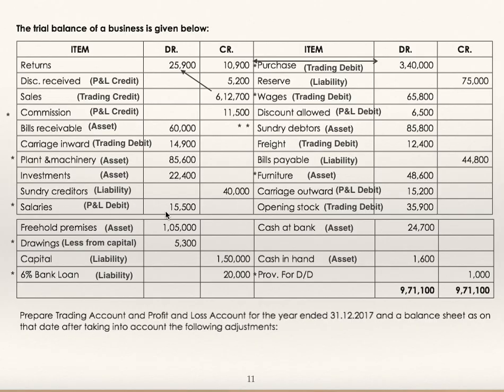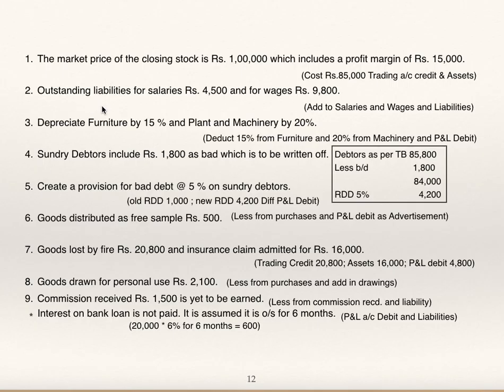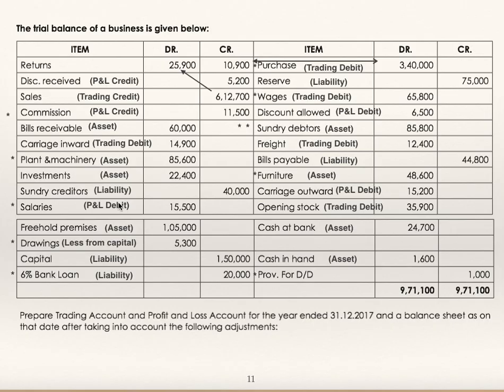Salaries, profit and loss account debit, it has star, so that means it has got adjustment. We'll see what is the adjustment for salaries. Outstanding salaries 4,500. So write salaries in the inner column plus outstanding, add outstanding salaries, and outstanding salary to be shown on the liabilities side of the balance sheet. This is second effect.